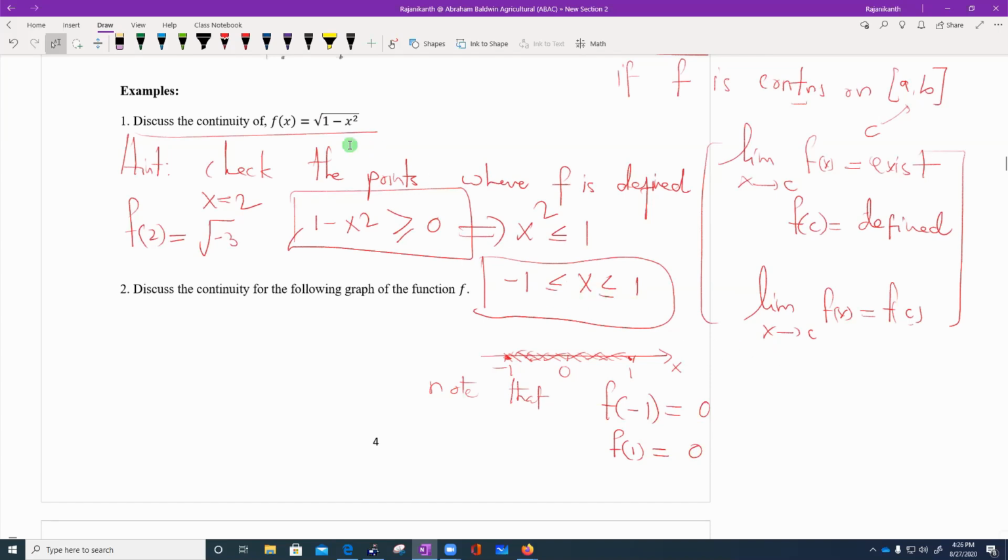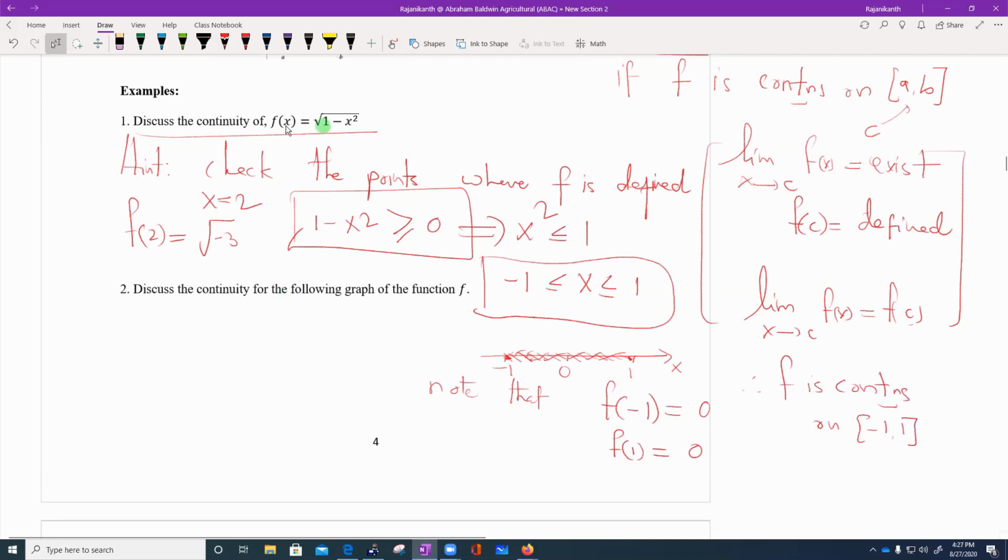Okay? So remember, inside the square root, I have a polynomial. A polynomial function is always continuous, right? Therefore, the function f(x) is now continuous everywhere within this interval. Therefore, f is continuous on -1 to 1 inclusively.